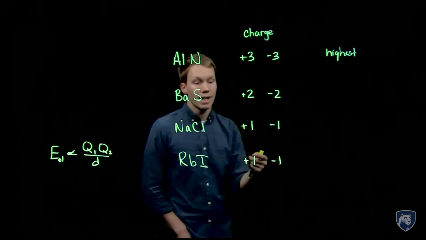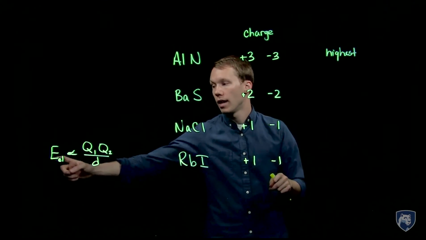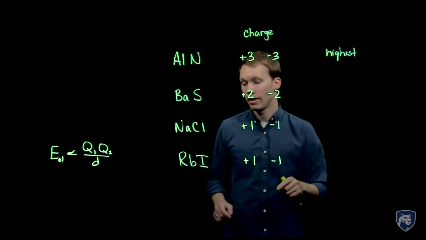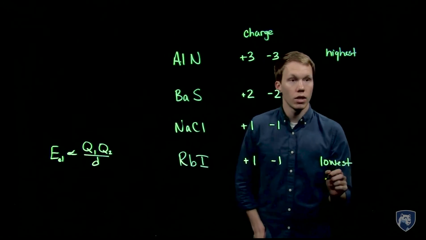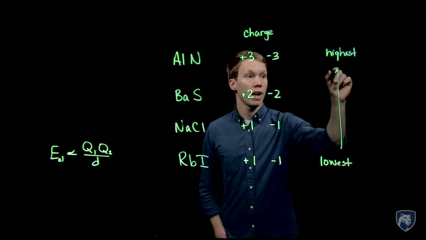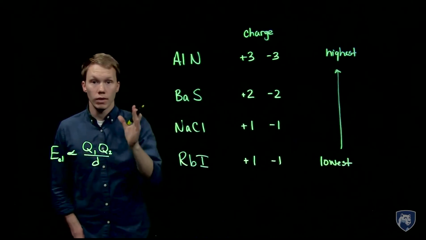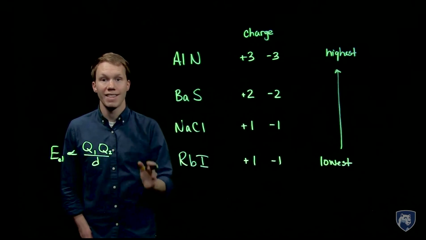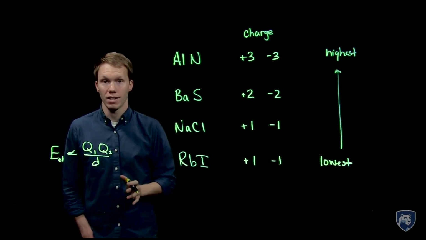So rubidium iodide will have a large distance, a less negative electrostatic potential energy. It will have the lowest melting point. So we actually have these arranged in order from lowest to highest as written here. And we, again, first consider charge, and then as a secondary factor to break any ties, look at the distance that these are separated by.